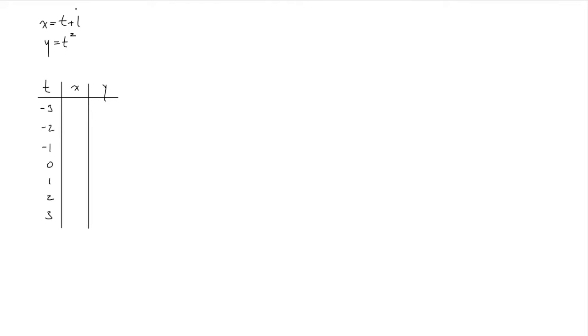I've picked some values for t between -3 and 3. And you can see from the equations at the top here that when t is equal to -3, x is -3 plus 1, which is -2, and y is -3 squared, which is 9. And similarly, when t is -2, x is -2 plus 1, which is -1, and y is -2 squared, which is 4. And I've filled out the rest of the table in the same manner using the equations x equals t plus 1 and y equals t squared.